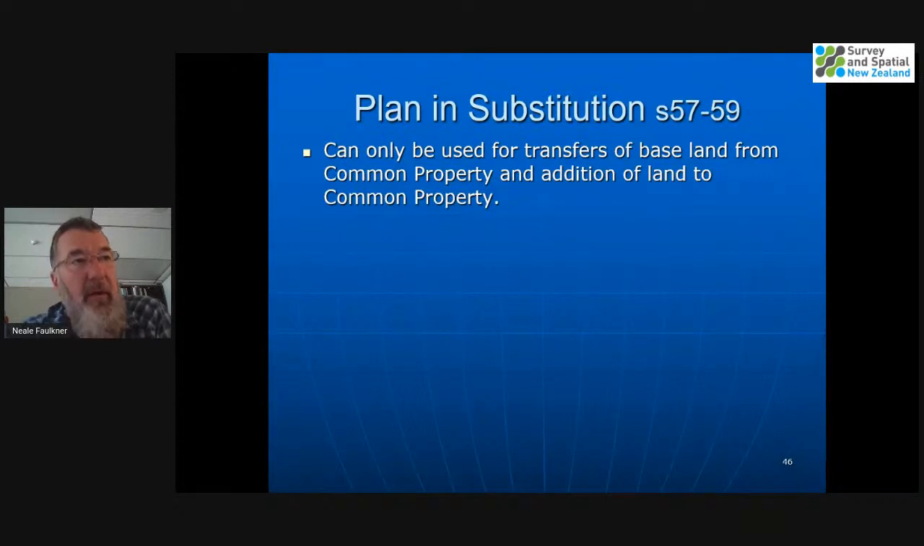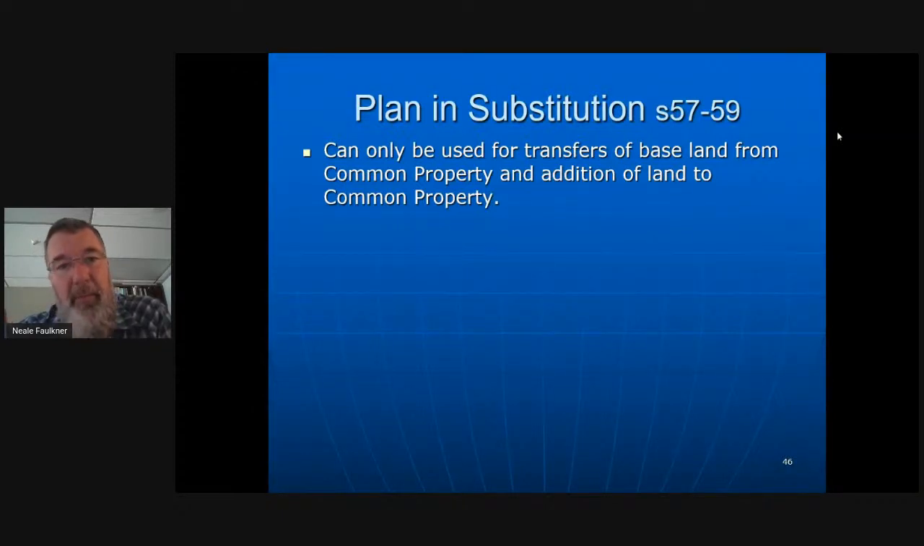The other one is a situation where you lose land out of your base land, i.e. some road widening, compulsory acquisition of some land for road widening purposes. You're going to lose some land. The plan and substitution is basically reflecting the addition or diminishment of the base land, so that it reflects what the new base land is. And the plan and substitution does not require any consents from council, because there's a whole lot of things that have to happen before you do a plan and substitution. I'll go into that a little bit later.